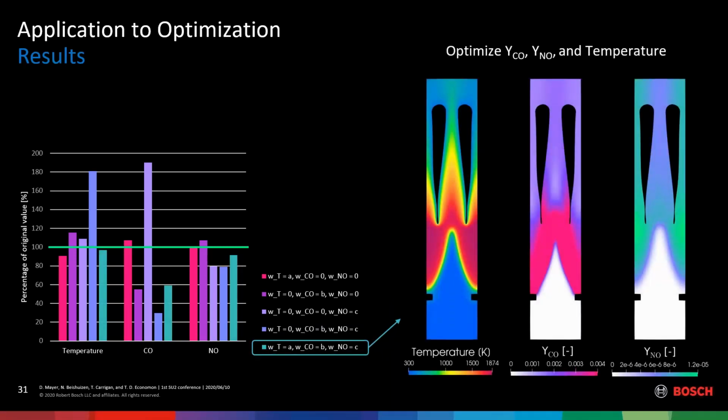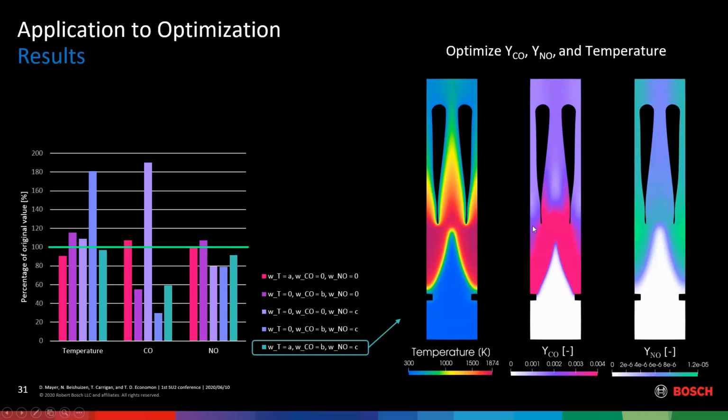Now when we combine all three optimization targets, we get this geometry. And we are able to reduce all optimization targets. So the temperature is slightly lower. CO is not as great as in the last optimization run, but it's still very much reduced by 40%. And also NO drops a little bit. So that's great.